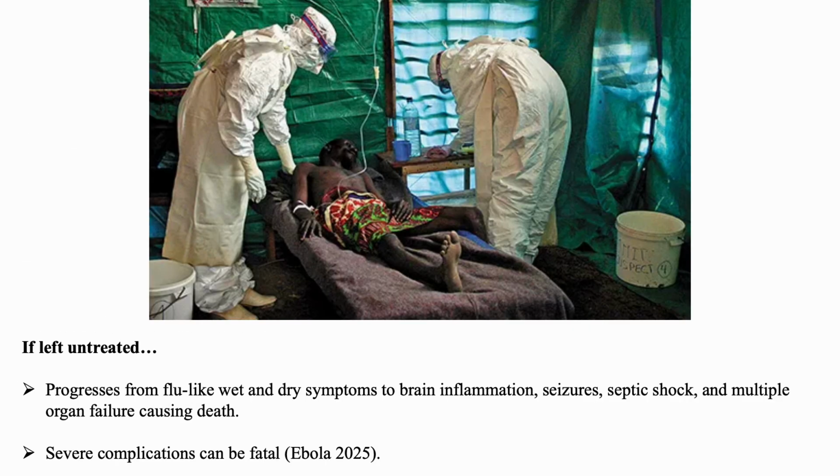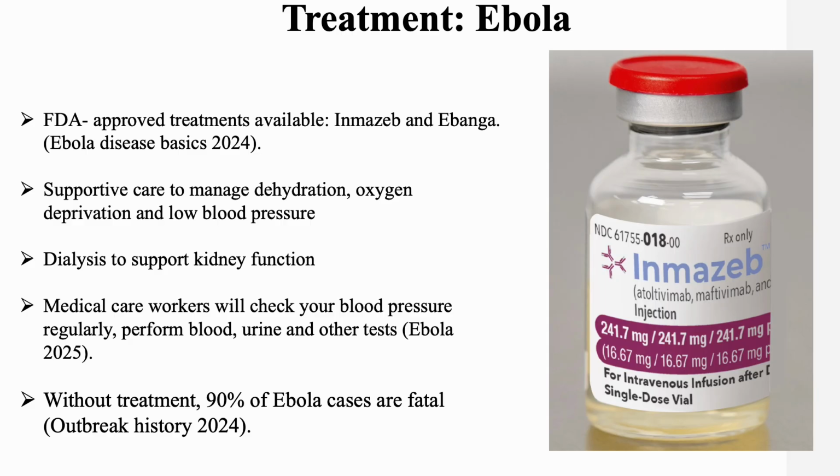Ebola progresses from flu-like wet and dry symptoms to severe life-threatening illness. Late stages can lead to brain inflammation, seizures, septic shock, and multiple organ failure, causing death. The virus attacks the immune system, and without quick medical care, these severe complications can be fatal.